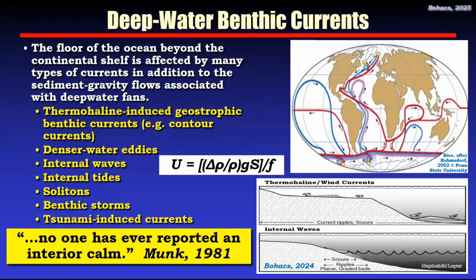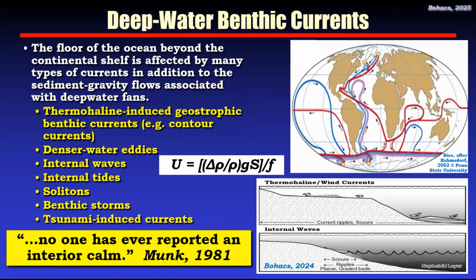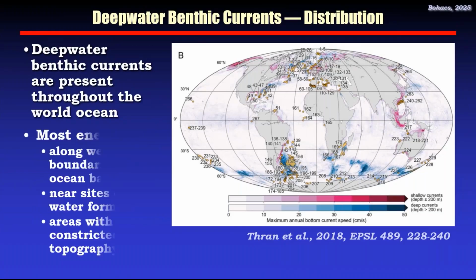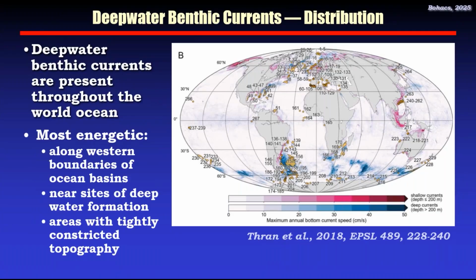The ubiquity and variety of benthic currents was well summarized by Walter Munk back in the 1980s, one of the grandparents of physical oceanography, who said, "No one has ever reported an interior calm in the ocean." Deepwater benthic currents are present throughout the world ocean, as shown in shades of blue on this compilation by Thran et al. The most energetic bottom currents occur mainly in three settings: along the western boundaries of ocean basins, near sites of deep water formation, mostly at high latitudes and from the Mediterranean, and in areas that are tightly constricted by topography.